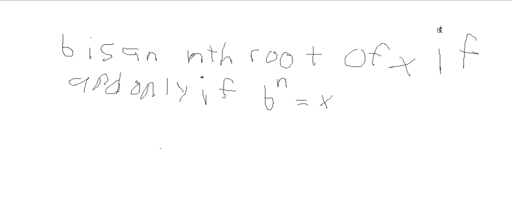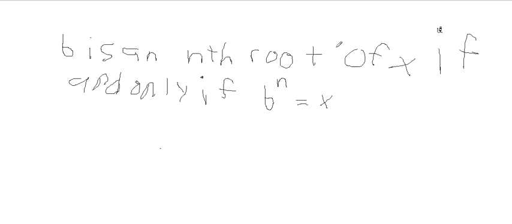So an nth root, for example, is x squared is equal to t. This means that x is a square root of t. Another example is x is a cube root of t when x cubed equals t.